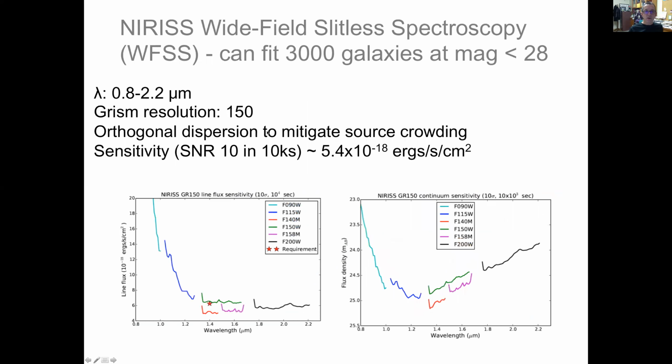And we have 2 orthogonal dispersions to mitigate source crowding, and that's the kind of sensitivity that one is getting with NIRISS. Now, of course, without a slit, you're getting the background of all pixels, and so your sensitivity is lower, but you're getting everything in the scene. So, for example, for clusters, you can fit as many as 3,000 galaxies in one shot. So this is very complementary to NIRSpec, which can look at an order of magnitude fewer objects in one frame.